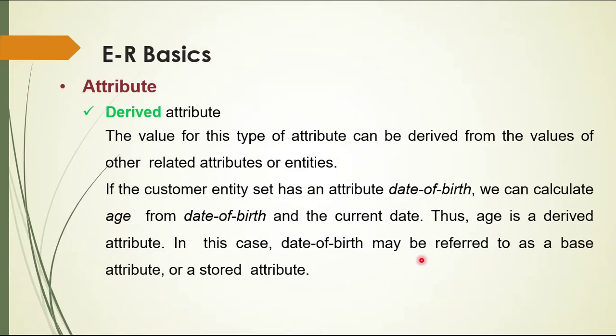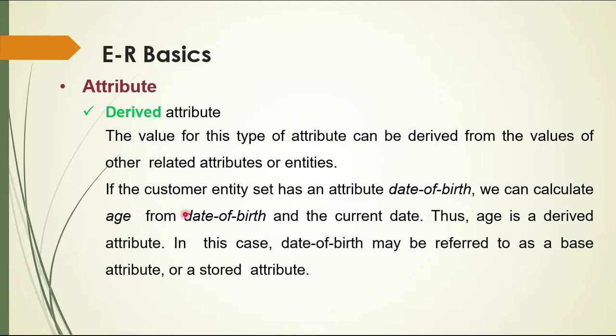Next is derived attributes. The value for these type of attributes can be derived from the value of other related attributes or entity. In derived attributes, suppose we have one attribute and from that attribute we can derive another attribute. This type of attribute is known as a derived attribute. See the example. If the customer entity set has an attribute date of birth.